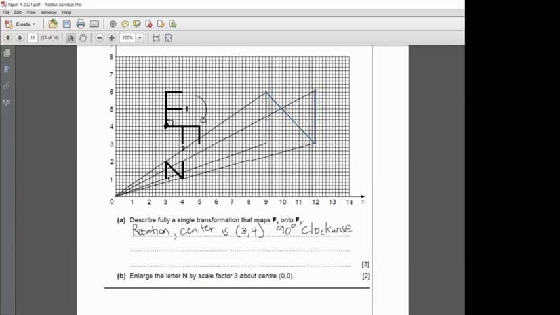You can see that if you count the number of squares that make up any side, the new one that you get is 3 times the length of the other one. But that's basically how you should do it.